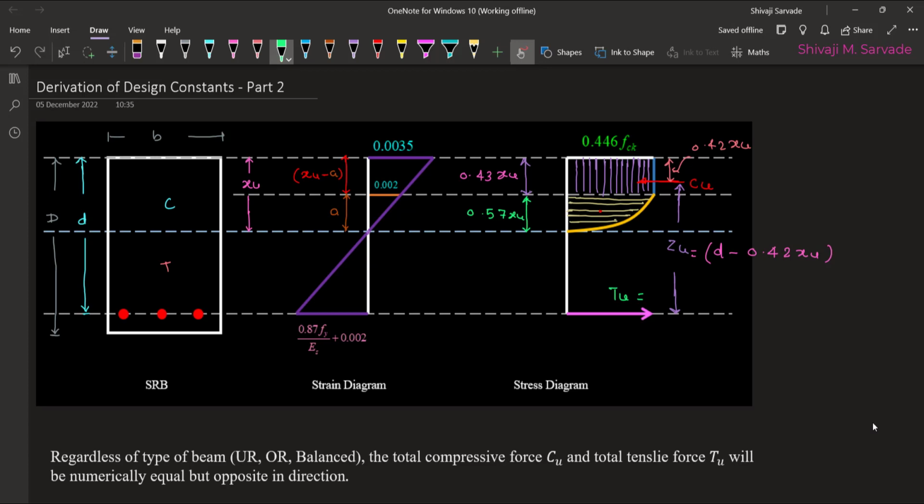Hello and welcome back. In the previous session we derived the magnitude of total compressive force. We could locate the total compressive force. We could also get the lever arm. We could also get the magnitude of total tensile force.